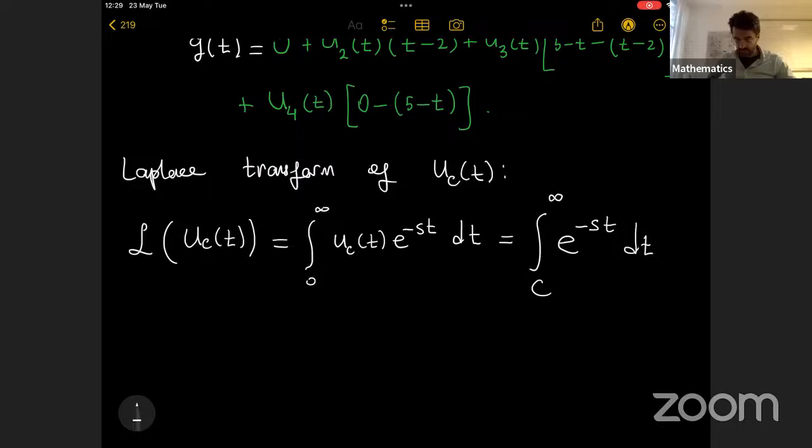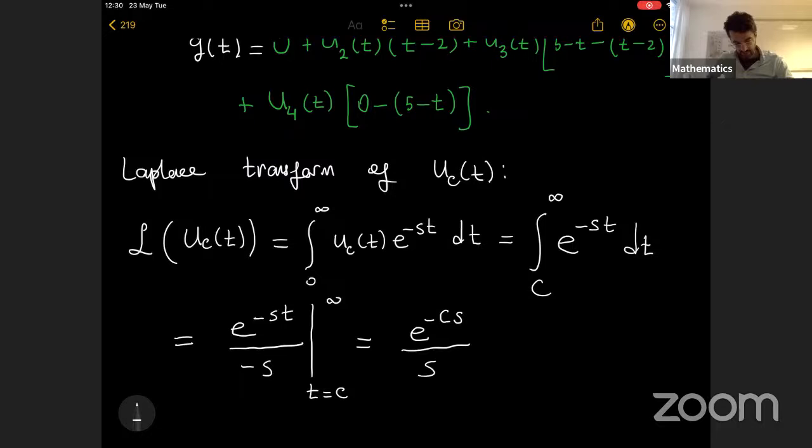And this integral is basically e^(-st) over minus s, where t is from c to infinity. When you plug in infinity, we assume that s is positive, so you get zero. And when you plug in c, it's going to be e^(-sc). So it's going to be e^(-cs) over s. Here we assume that the real part of s is positive. Okay, so we find out that the Laplace transform of u_c(t) is equal to e^(-cs) over s.